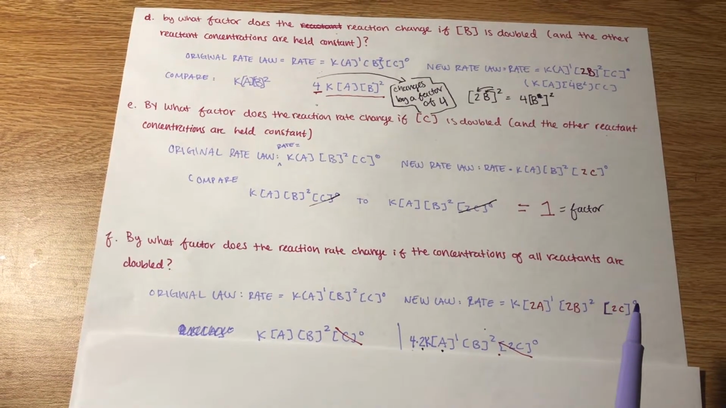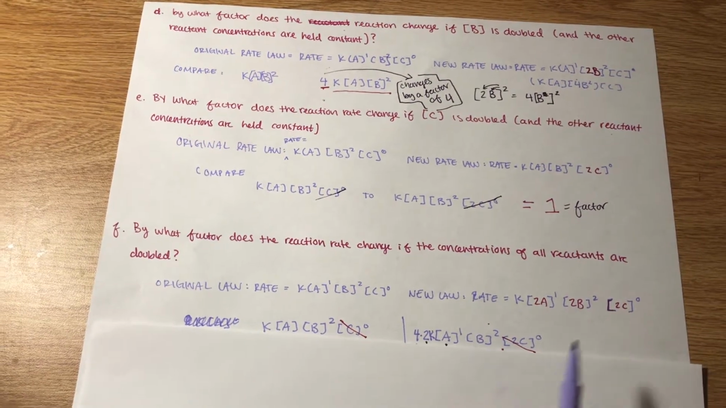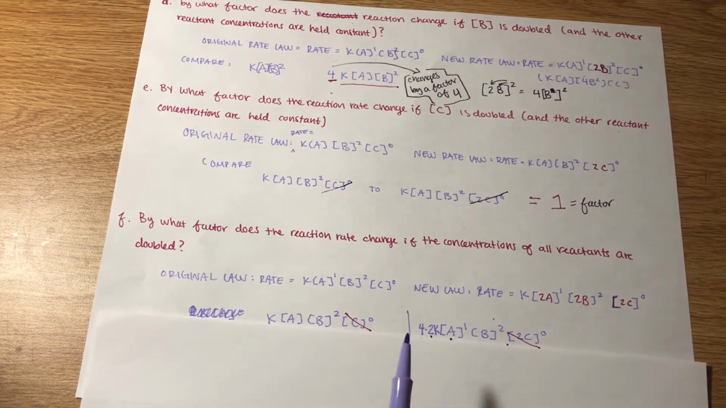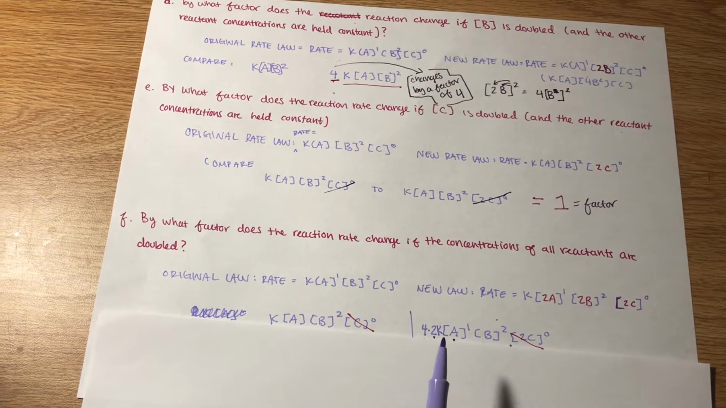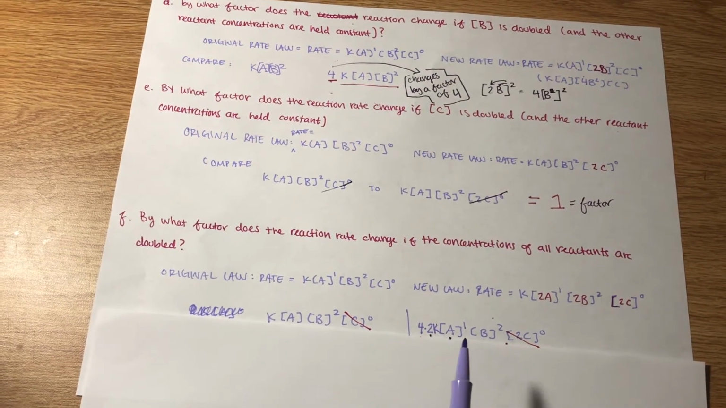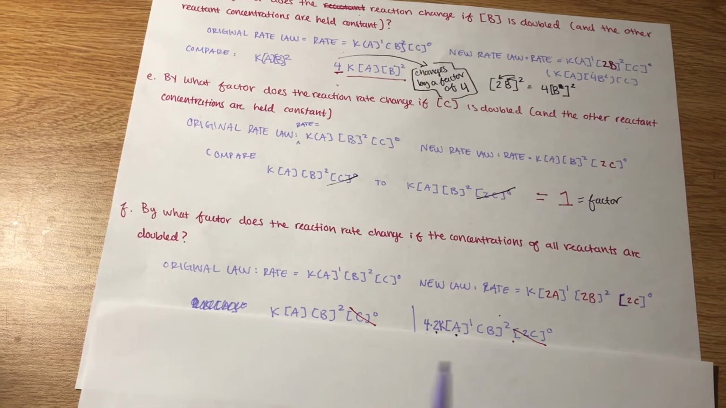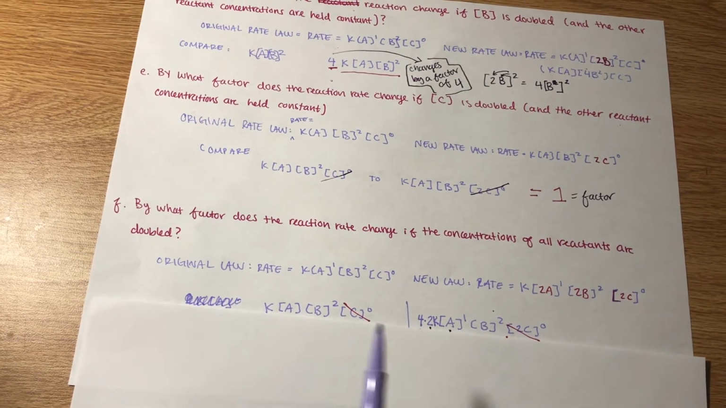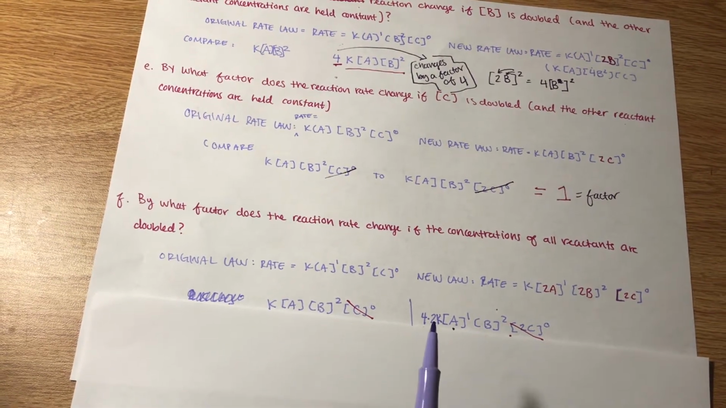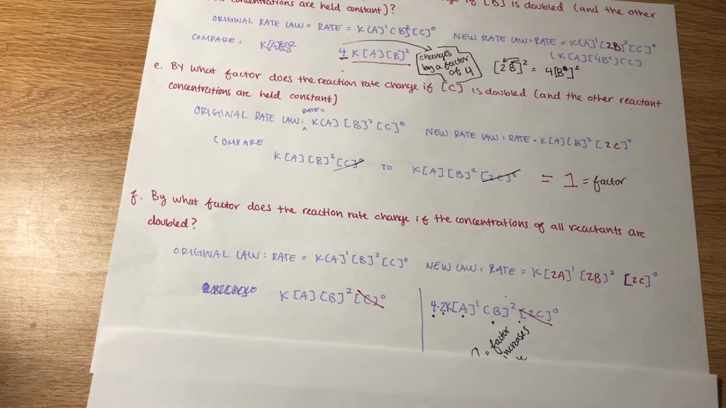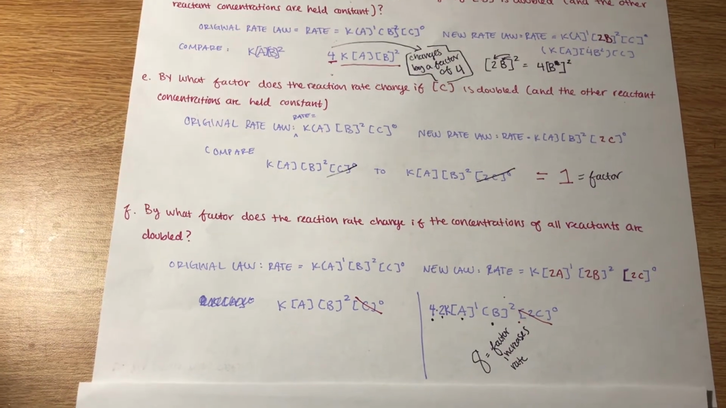2 to the 0th power and C to the 0th power is equal to 1, so you can just cross that out. So 4 times 2 is 8, so it's 8k, or 8 times your original equation. See, kA^1B^2 times 8. Therefore, your answer is 8. Your factor increases by 8.